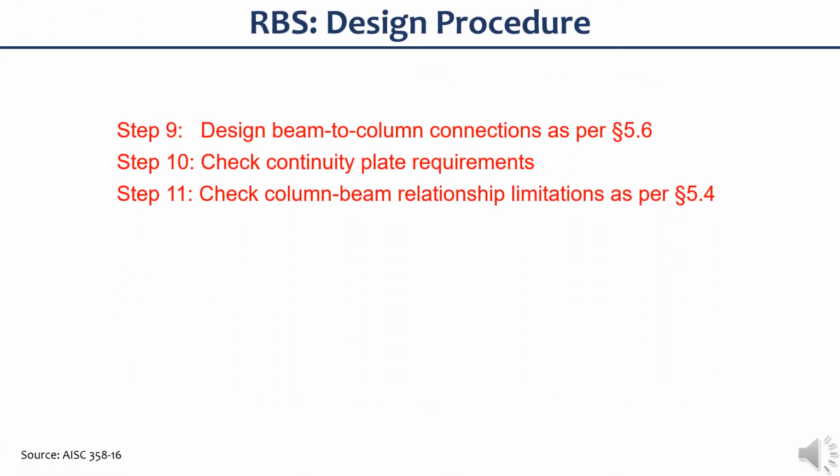For step number 9, we should design the beam to column connections as per section 5.6 of ASCE 358. And for step number 10, we should check for continuity plate if it's required. And for step number 11, we should check for the beam and column relationship limitation as per section 5.4 of ASCE 358.